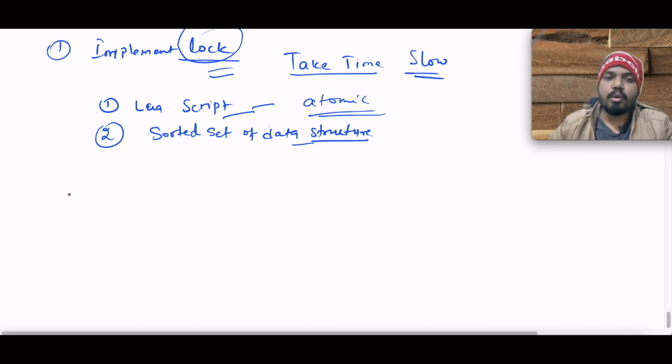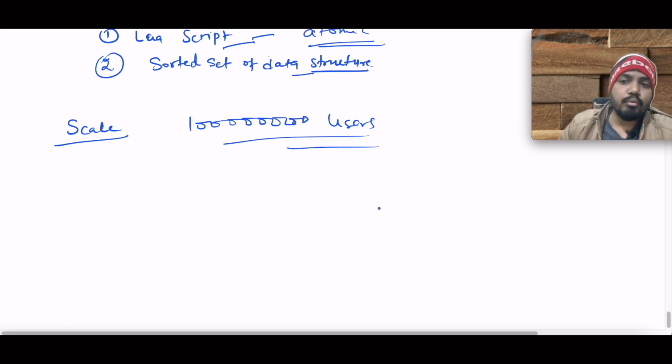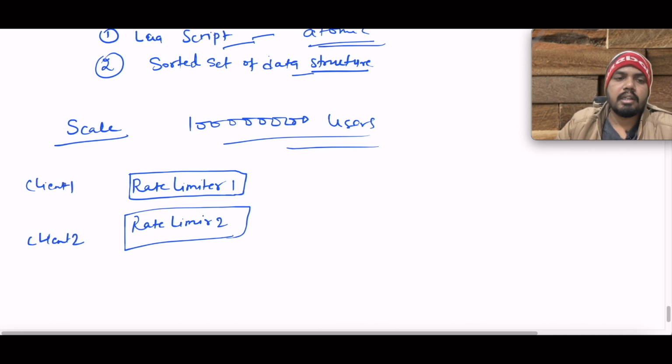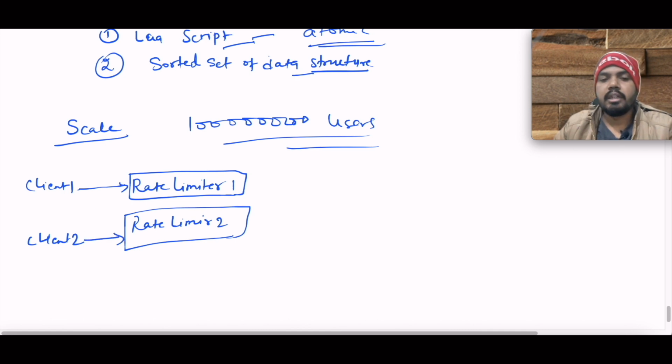Now suppose you want to scale your system for millions of users. One rate limiter is not enough to handle all the traffic from those users. To fix this, you have to use multiple rate limiter servers. So now let's take an example. Suppose you have two rate limiter servers, rate limiter 1 and rate limiter 2, and suppose there are two clients, client 1 and client 2. You want client 1 to use rate limiter 1 and client 2 to use rate limiter 2.